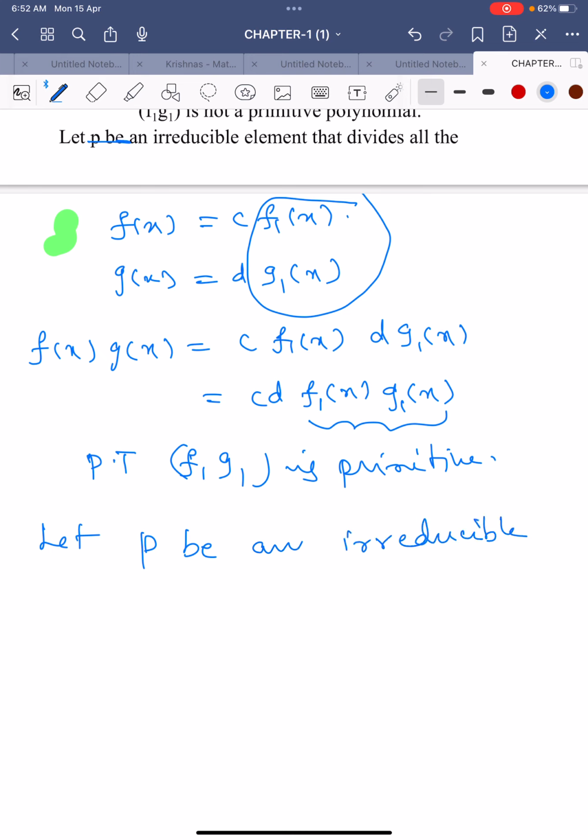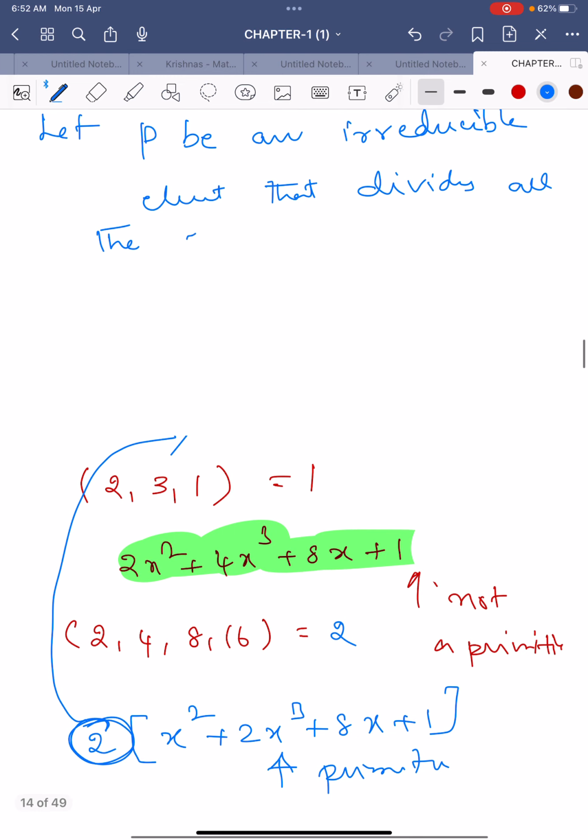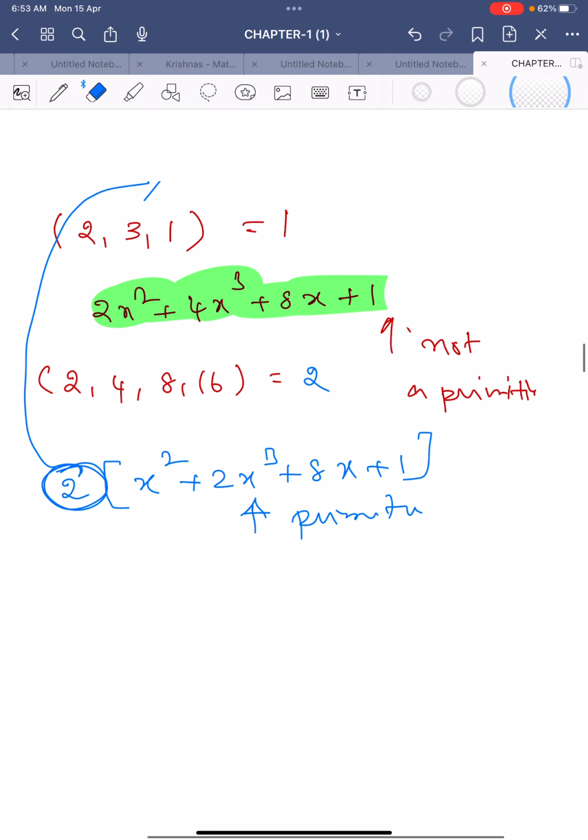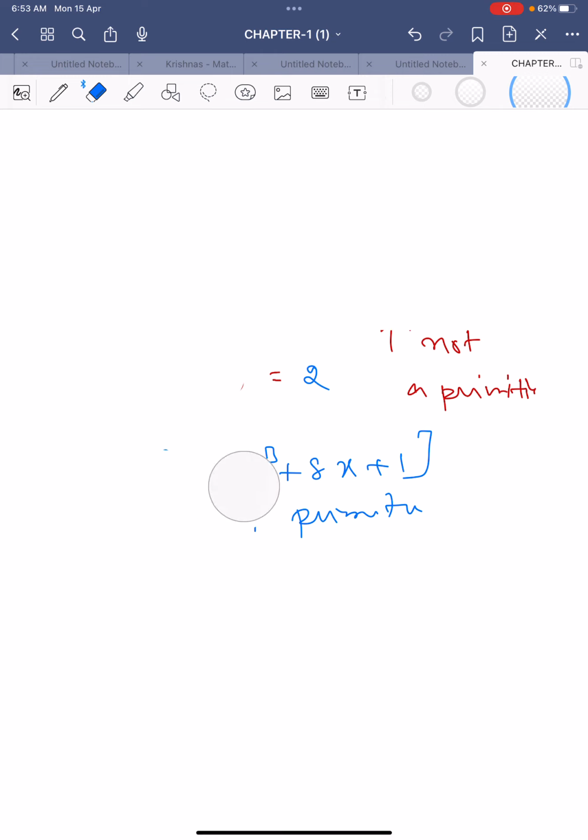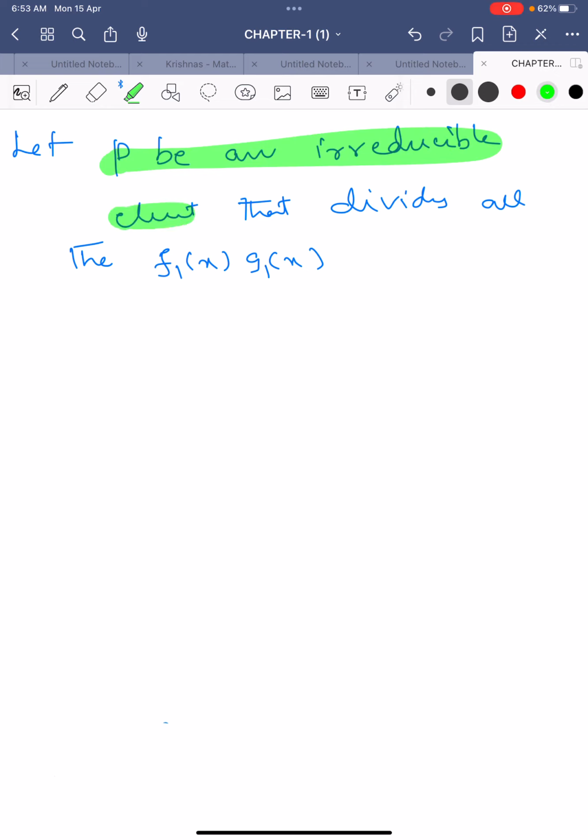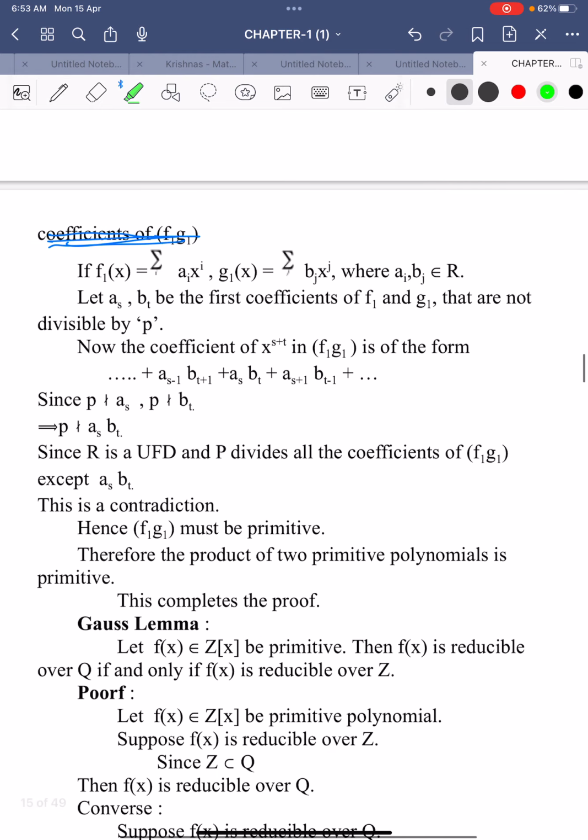that divides all the coefficients of f1 of x into g1 of x. We are defining a number. P be an irreducible element that divides all the coefficients of f1 of x into g1 of x.